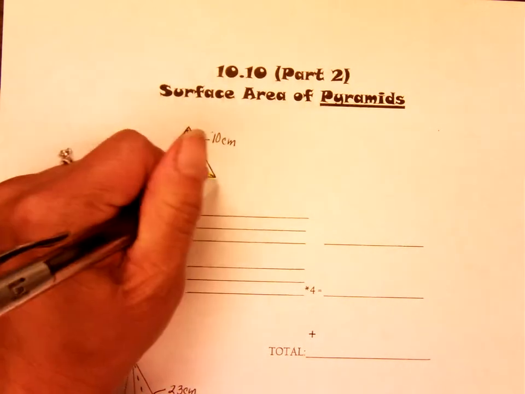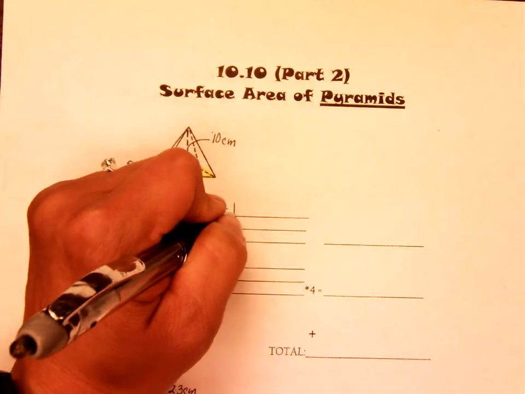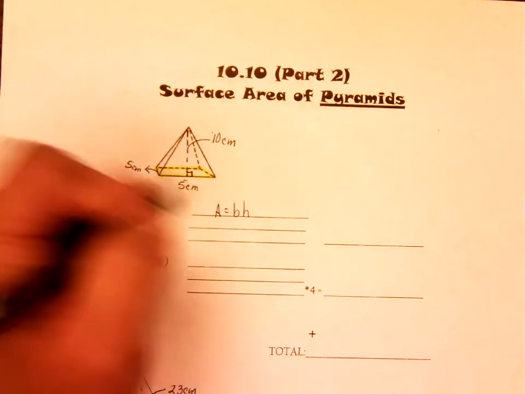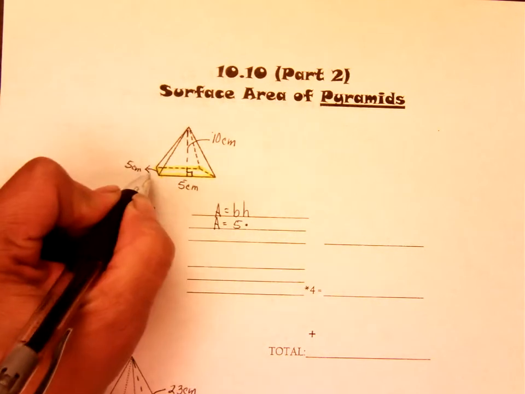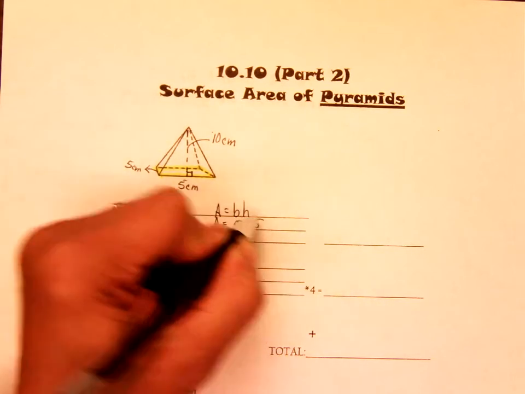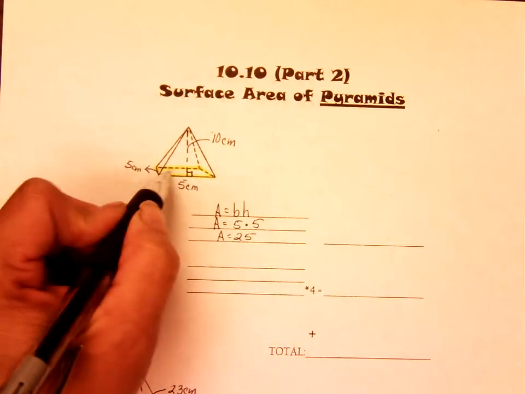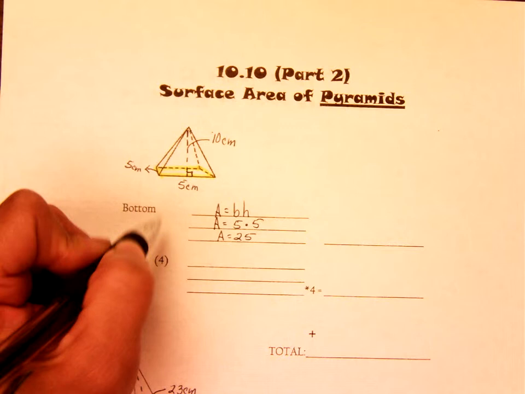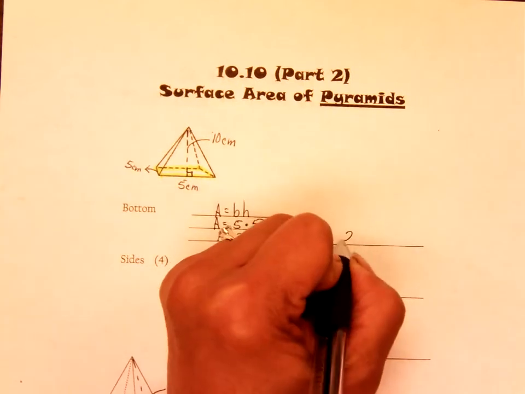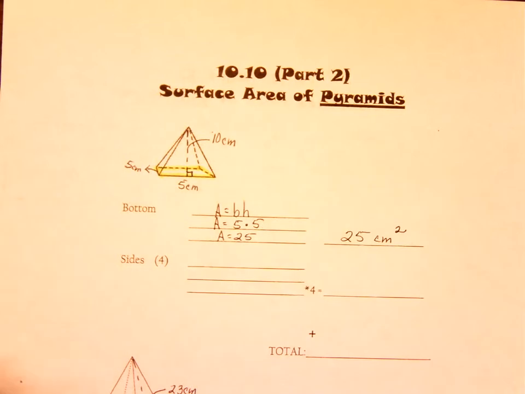So if you have a parallelogram, what's the formula for a parallelogram? So you should have written A is equal to BH. So A is equal to, the base is 5, times the height of the base is 5, and 5 times 5 is 25. Now how many bases do you see in the rectangular pyramid? Well, hopefully you said 1, so here you would write 25 centimeters square.